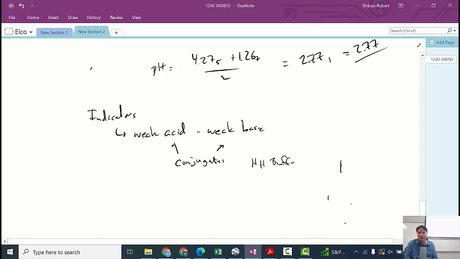I've got to figure out how to make this little cursor dot bigger in OneNote. I can barely see it.